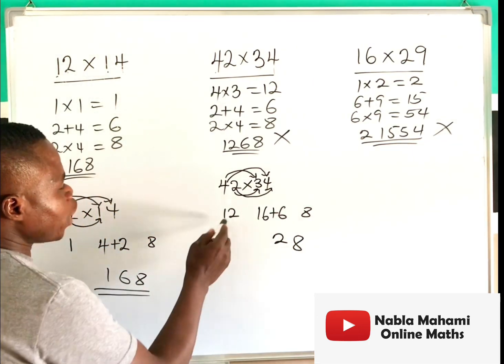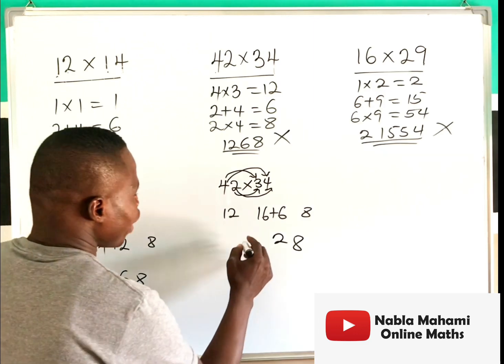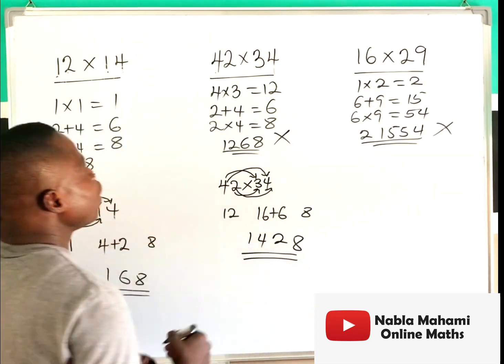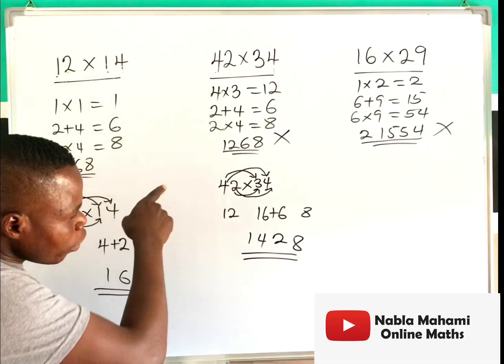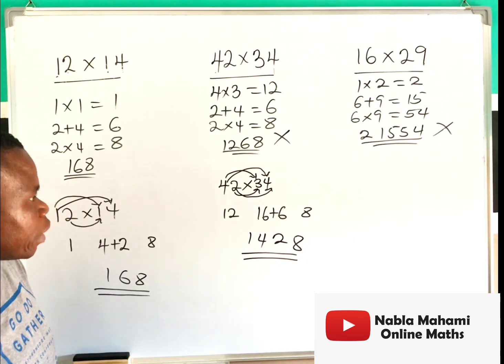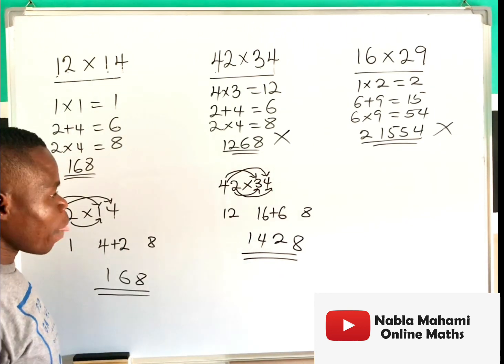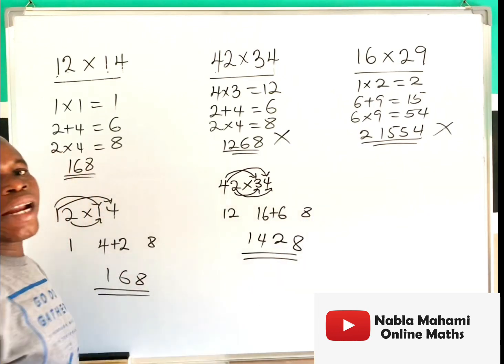That's the left hand side. So here is what? 12 plus the 2 that I'm carrying. I'll get what? 14. So this simply means that 42 times 34 is 1,428, but not 1,268. And this is the one that we call the horizontal form.